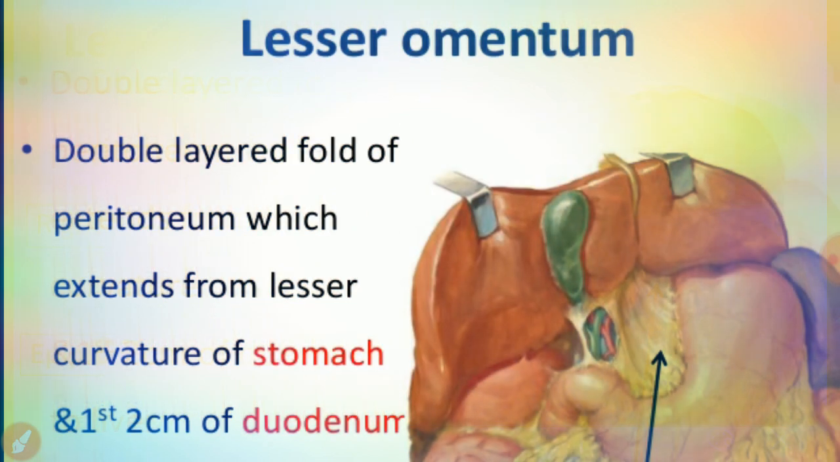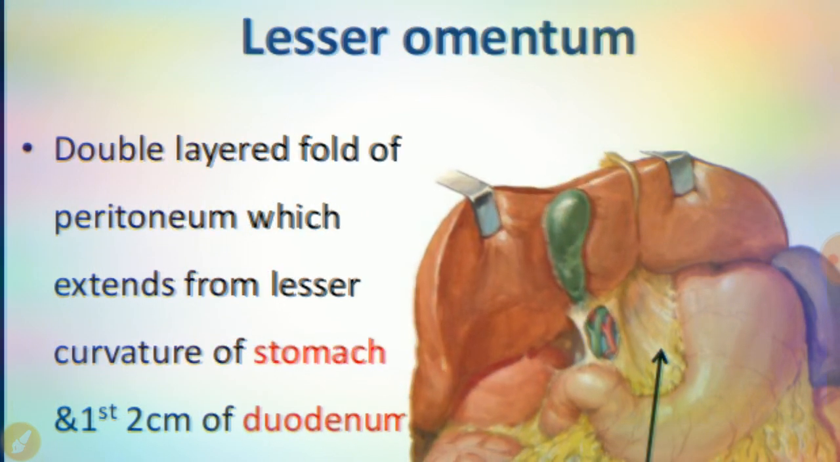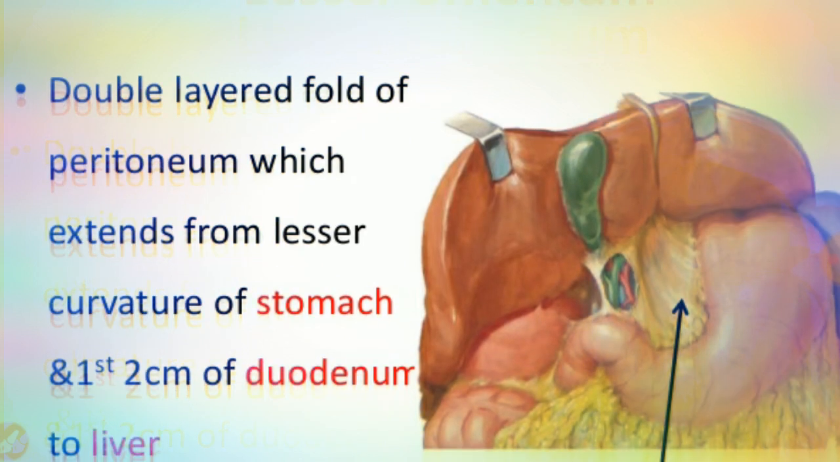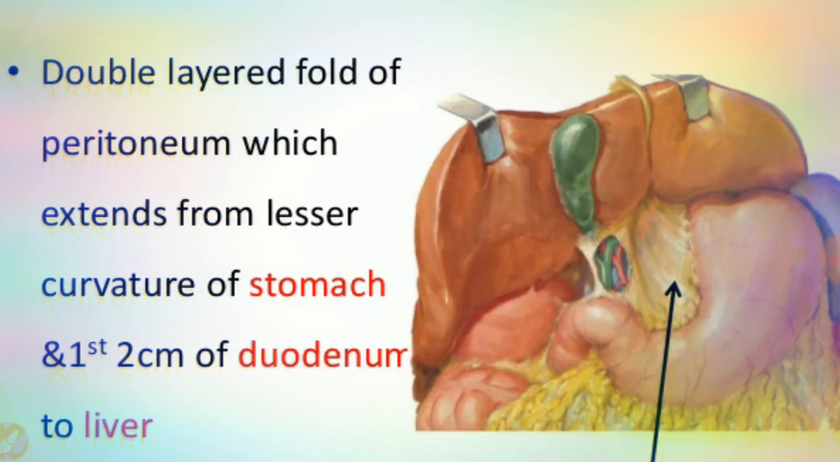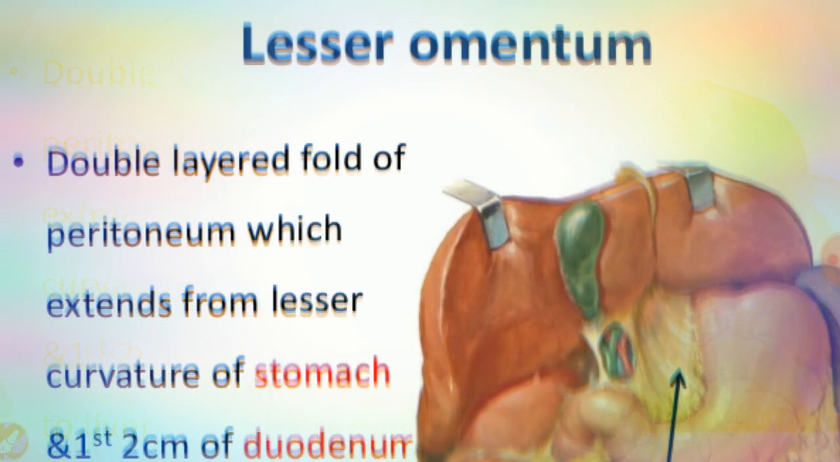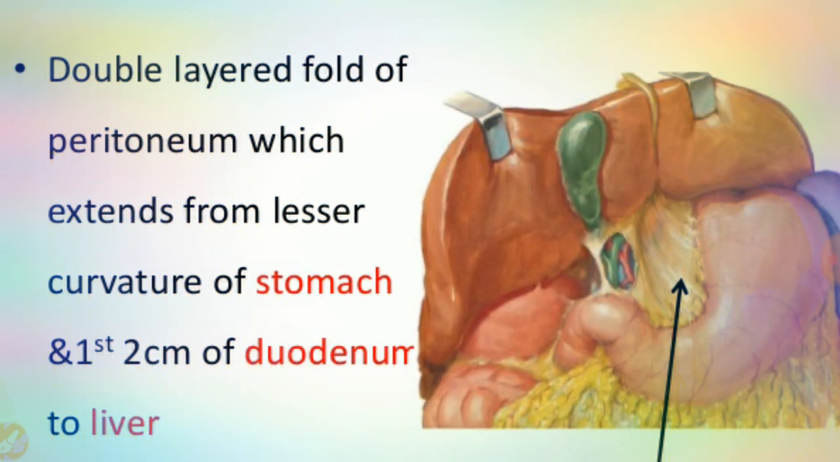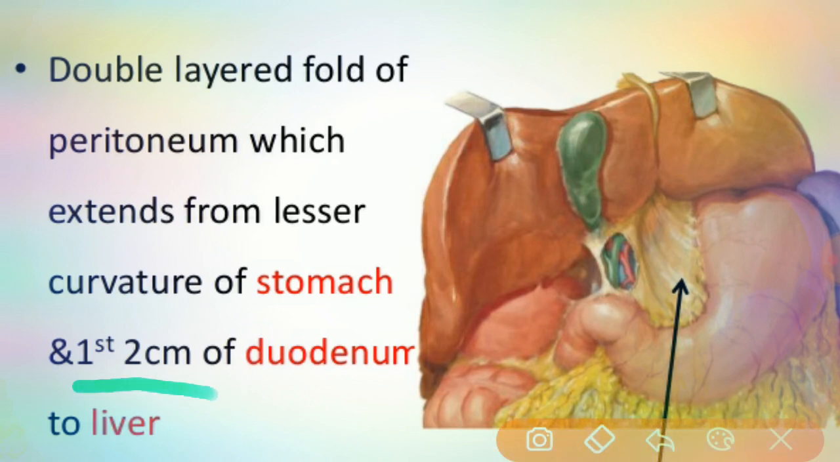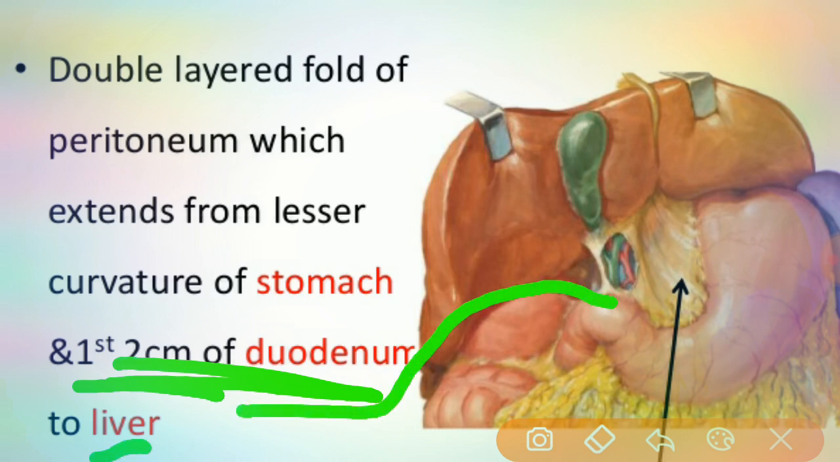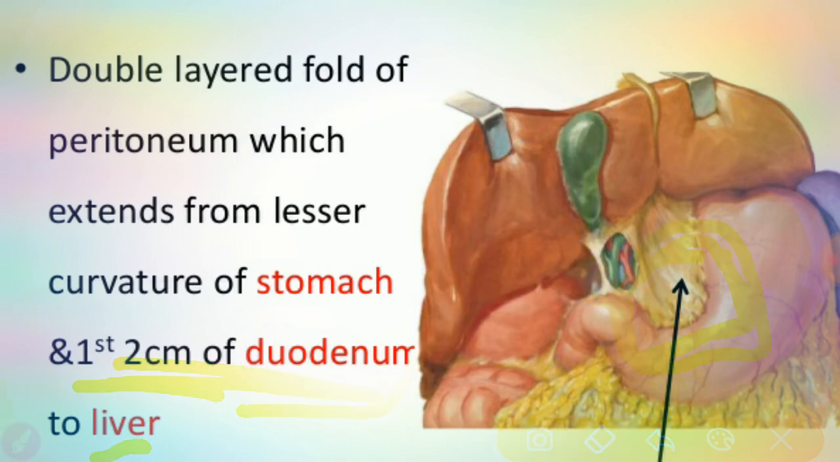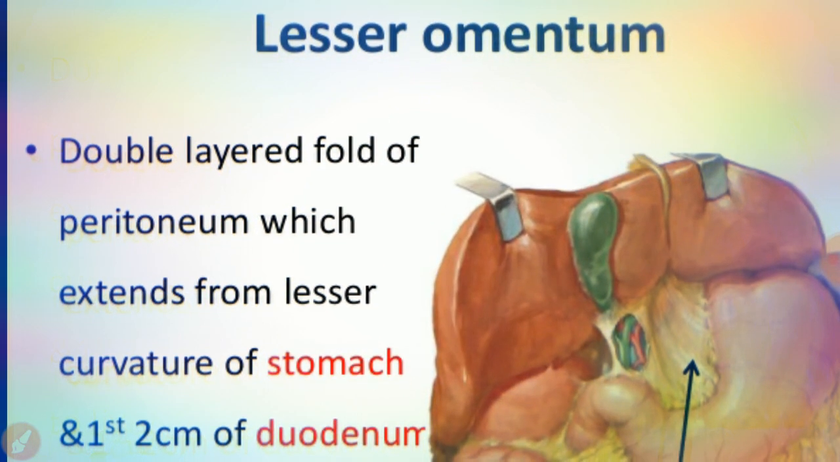It is a double layered fold of the peritoneum which extends from the lesser curvature of the stomach. So what is the length? Till the first 2 centimeters of the duodenum to the liver, the lesser omentum will be extending. We have to note this point: first 2 centimeters of the duodenum to the liver only. From the stomach to the first 2 centimeters of the duodenum to the liver, the double layered fold of the peritoneum, the lesser omentum, will be extended.